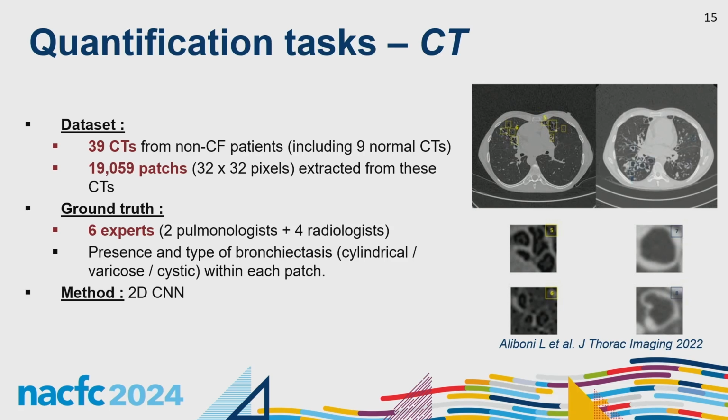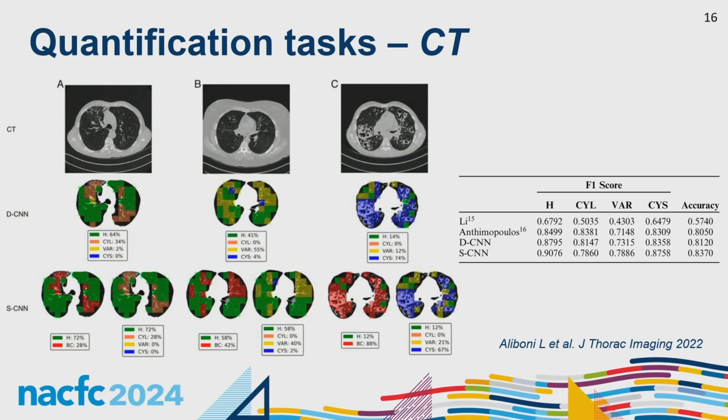So they used a 2D deep learning approach, and these are the results they obtained. You can see that the lungs are divided into patches, and for each patch, the network is able to say either yes or no bronchiectasis, and in case of bronchiectasis, it says the type of bronchiectasis. It is a cylindrical, a varicose, or a cystic bronchiectasis.